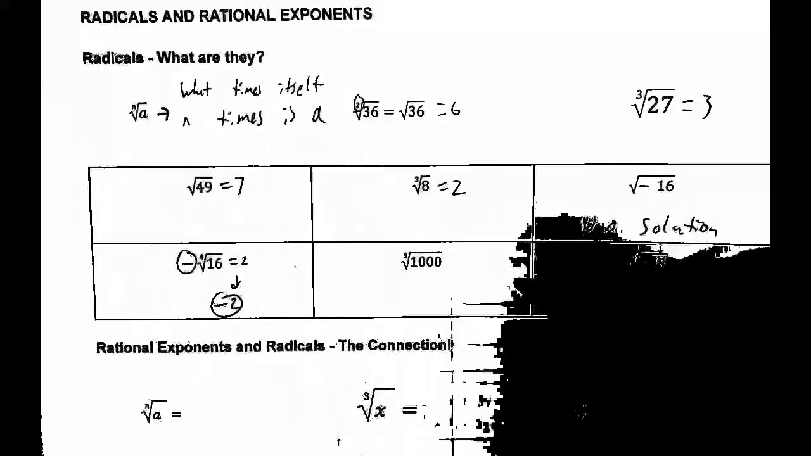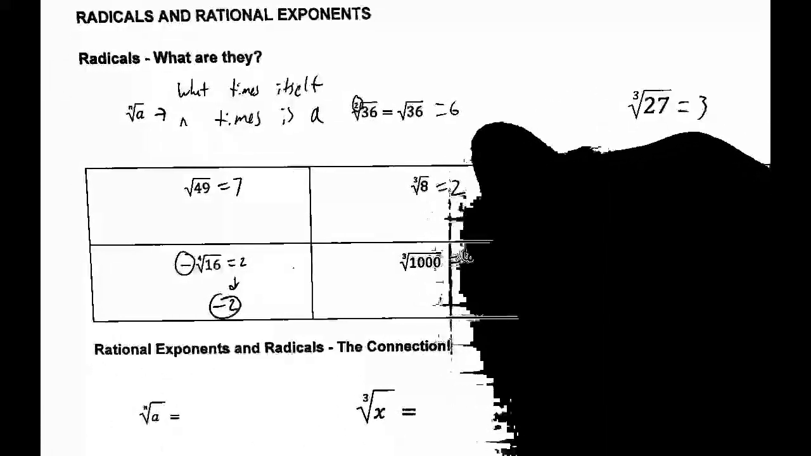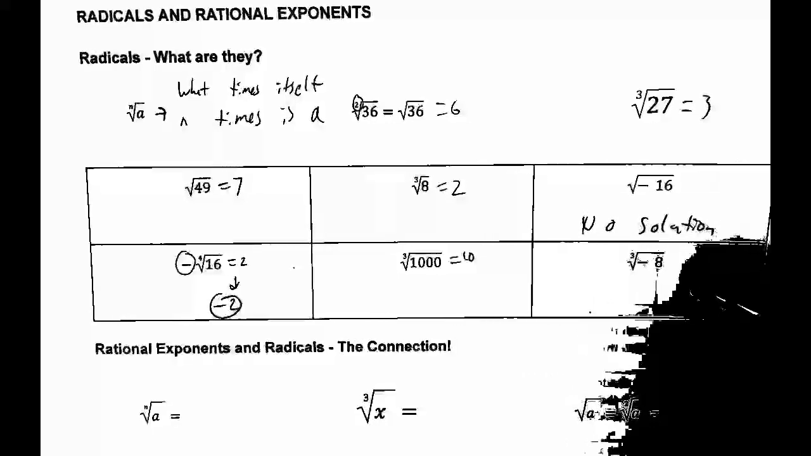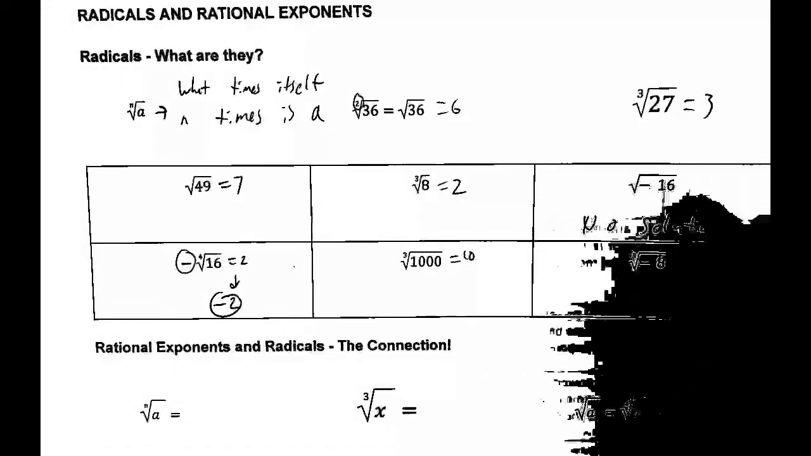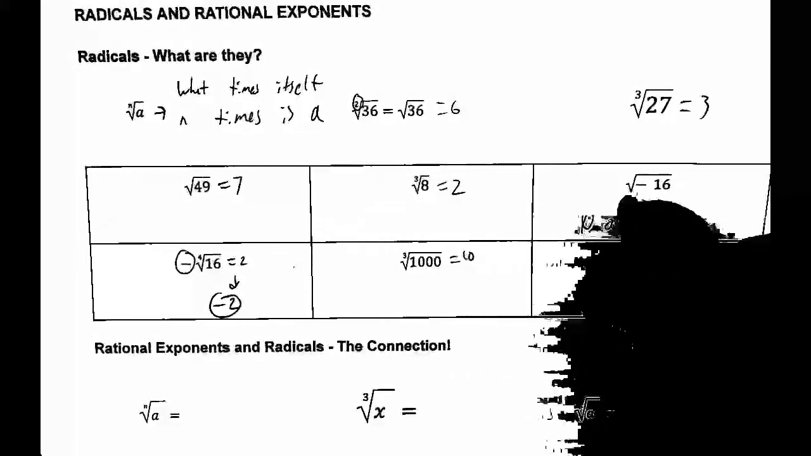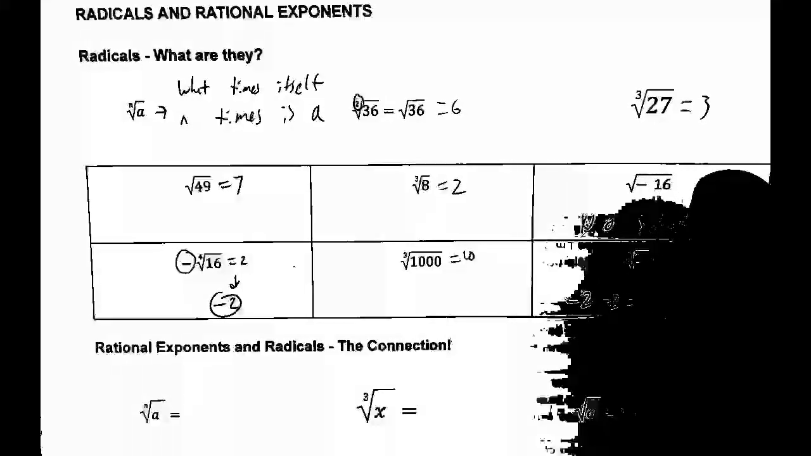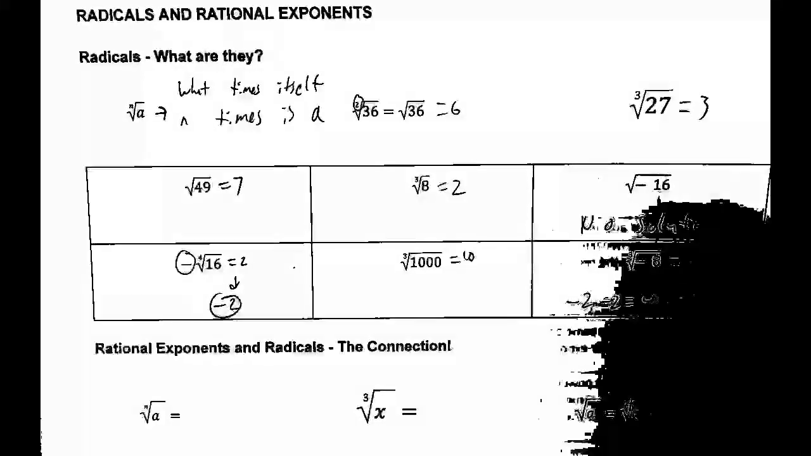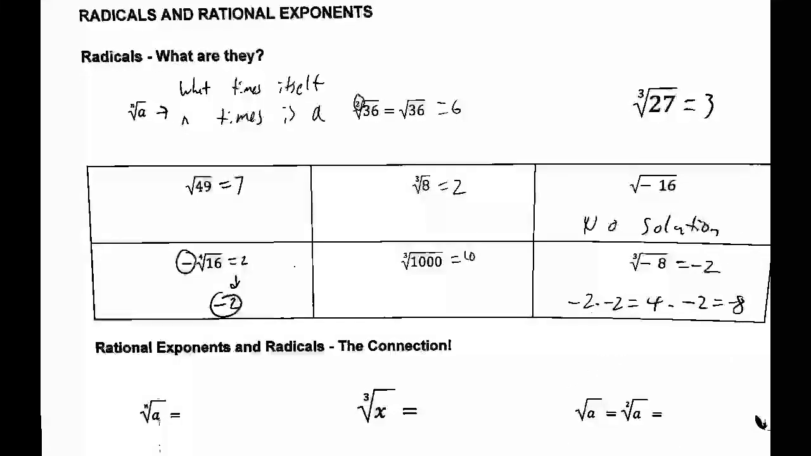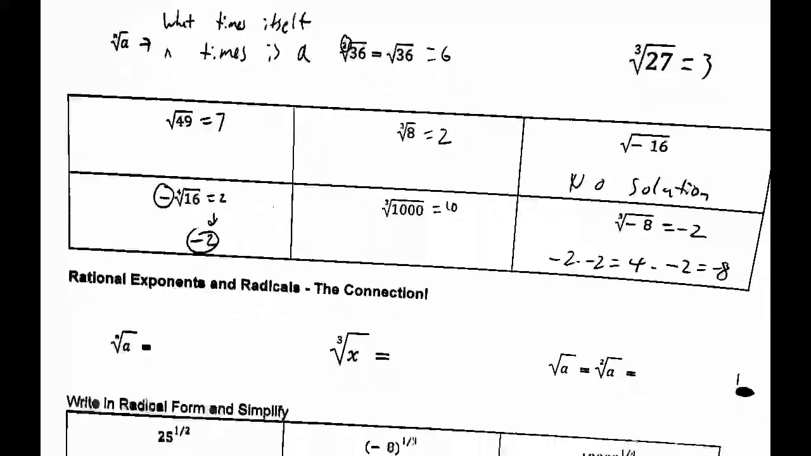Okay. What times itself 3 times is 1,000? That's 10. What times itself 3 times is negative 8? Now this does have a solution. This is negative 2, because negative 2 times negative 2 is 4, but times negative 2 again is negative 8. So we can get negative numbers with the cube roots, but not with the square roots.